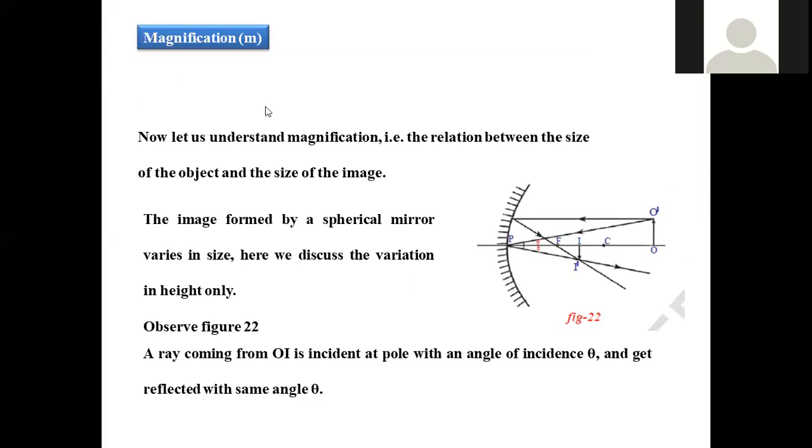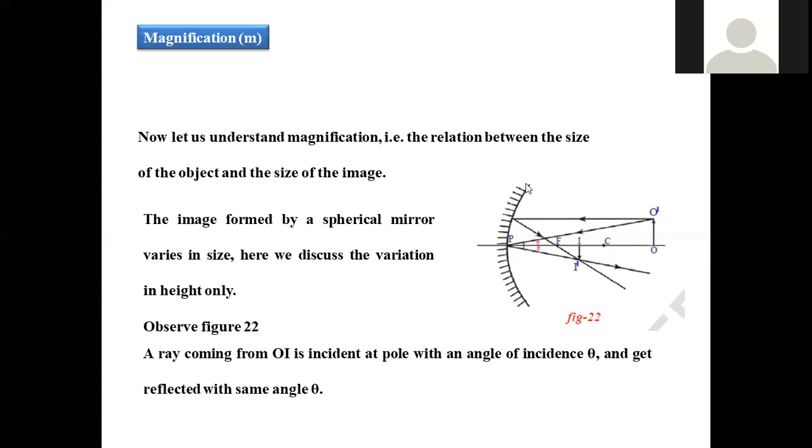Right? So now let us move on to another concept called magnification. In order to understand the magnification, denoted with M, now let us understand it. The relation between the size of the object and the size of the image is called the magnification. So here, what is the size of the object? The dimensional size of the object O prime to this I prime, this relation is denoted with magnification, denoted with M. Right? The image formed by the spherical mirror.